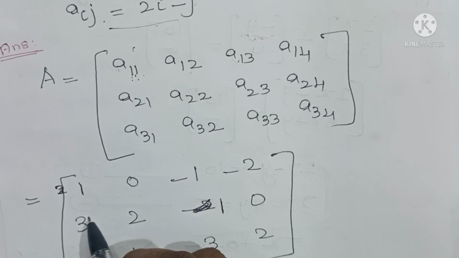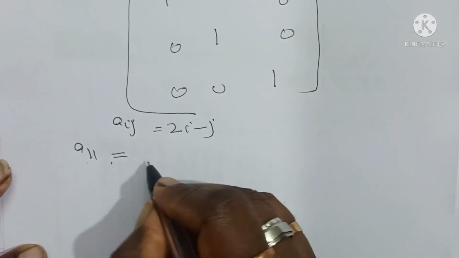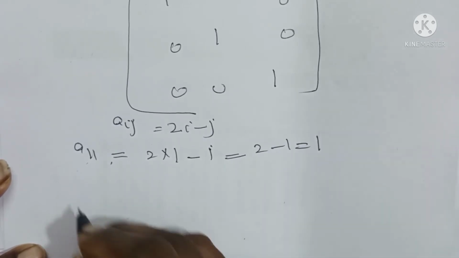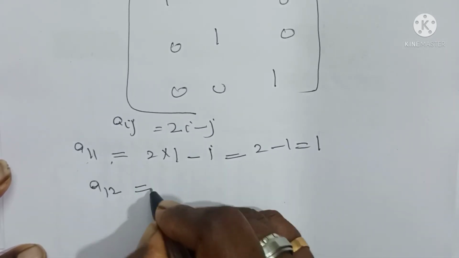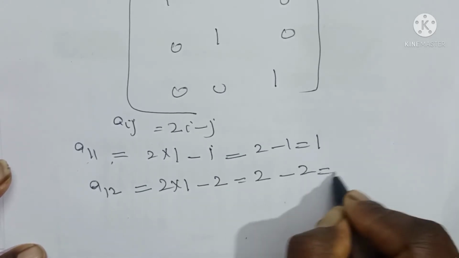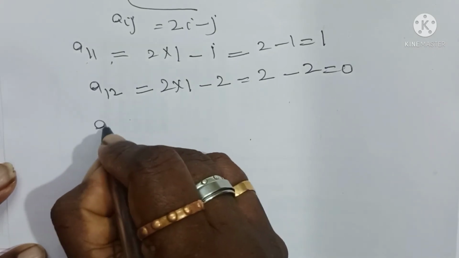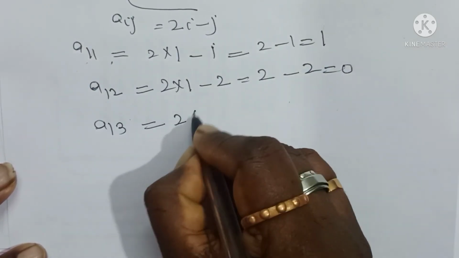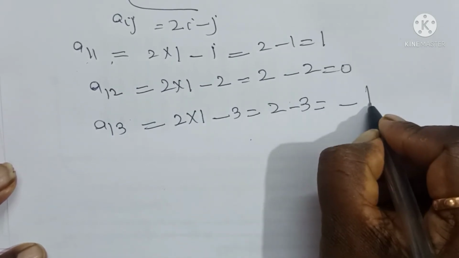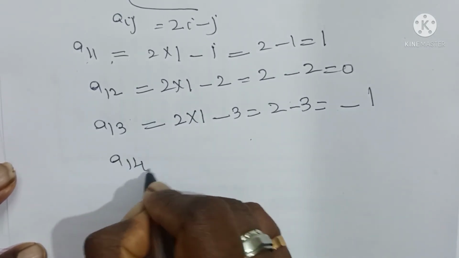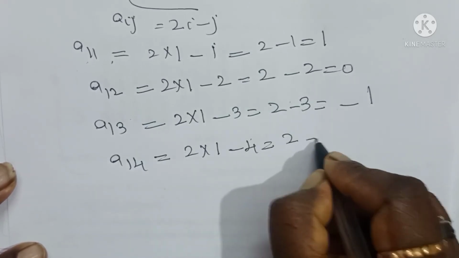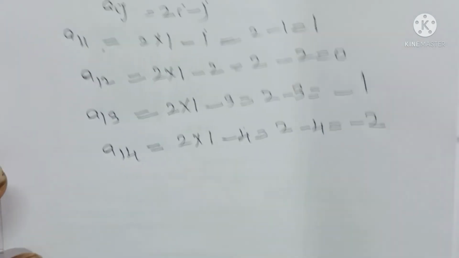So A11 is equal to 2 into 1 minus 1, which is equal to 2 minus 1, which is equal to 1. Then similarly A12 is equal to 2 into 1 minus 2, which is equal to 2 minus 2, which is equal to 0. Then A13 is equal to 2 into 1 minus 3, which is equal to 2 minus 3, which is equal to minus 1. Then A14 is equal to 2 into 1 minus 4, which is equal to 2 minus 4, which is equal to minus 2.